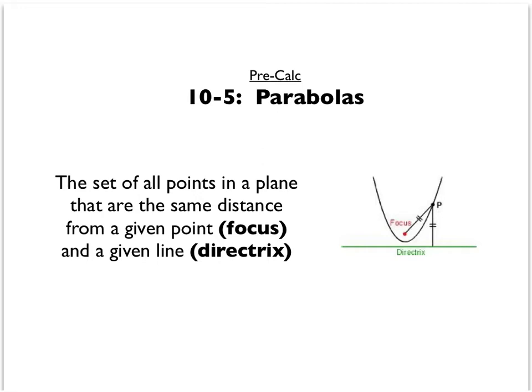Here's the definition for a parabola. As you can see, it still has something to do with the distance from a focal point, but the set of all points in a plane that are the same distance from a given point, only one focus here, and this time the distance is also measured from a line called the directrix.